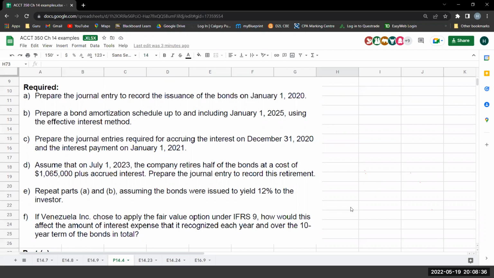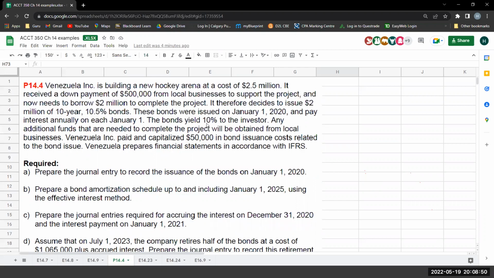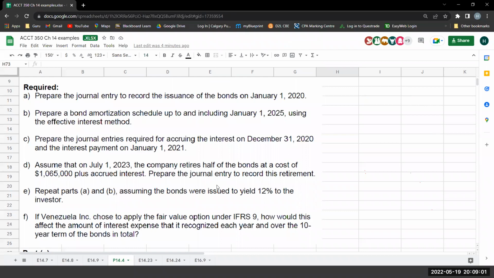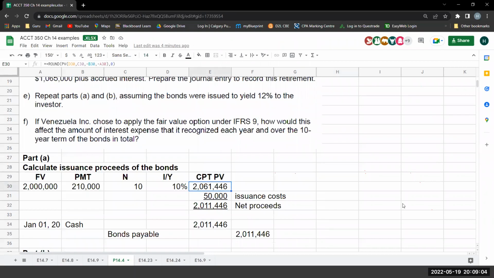All right, good people. Part E is basically just to tell you, look, if we had issued these bonds for a different yield, like 12%, like the original question said, the bonds yield 10% to the investor. Because the bond rate is 10.5%, if the market rate at the time we issued the bonds was 10%, we saw, hey, we would issue the bonds, the present value of the bonds would be more than their face value. But what if this rate was 12%? Well, you can see that then in that case, the bonds would have been issued at a discount.